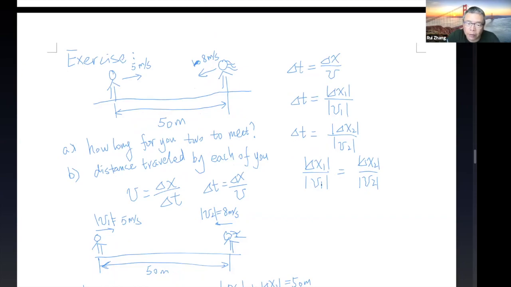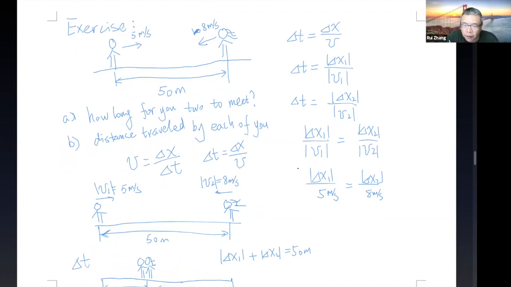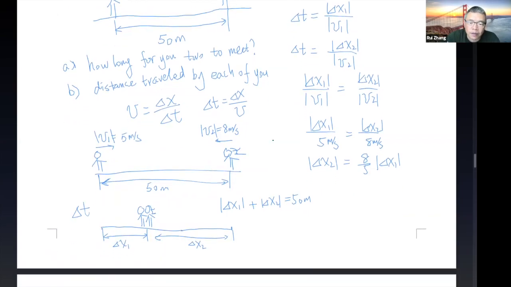If you plug in v1 and v2 here, we have delta x1 divided by 5 equals delta x2 divided by 8, okay? So from there, we can say, for example, delta x2 equals 8/5 of delta x1. Now we also know the sum of these is 50, right? So you plug this into this.